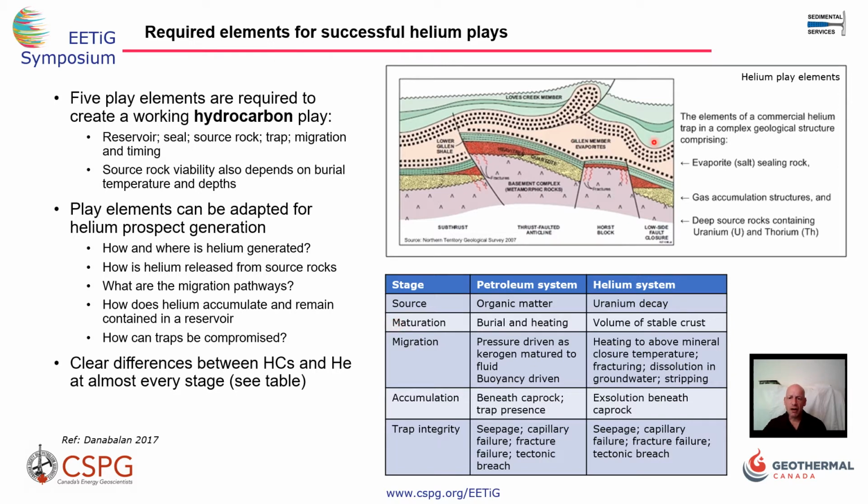So if we look at this diagram here, this is just showing the elements of a typical commercial helium trap. And the most important elements here are the source rock, which typically is basement rocks, but could also theoretically be Paleozoic rocks. And then we need a suitable cap rock here, which is usually an anhydrite or a salt, because these are the only caps that typically have a fine enough grain size to retain the helium within your reservoir.